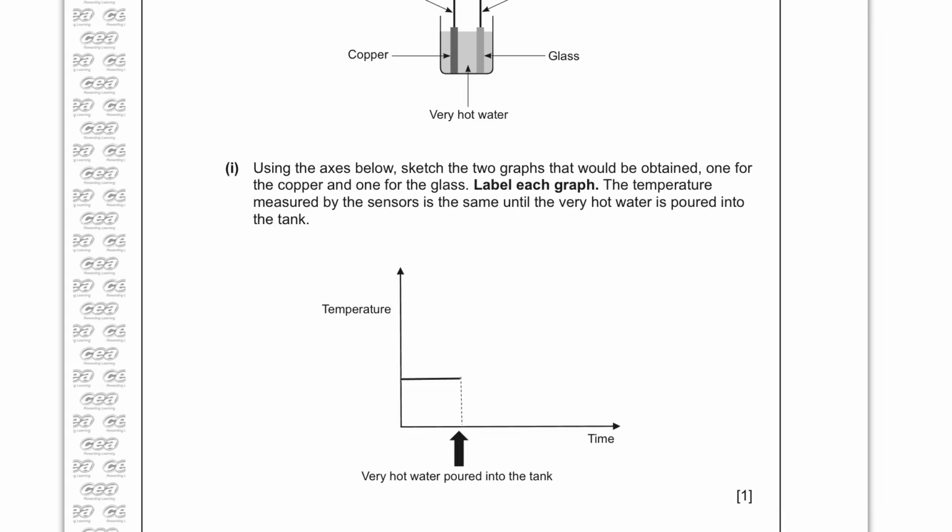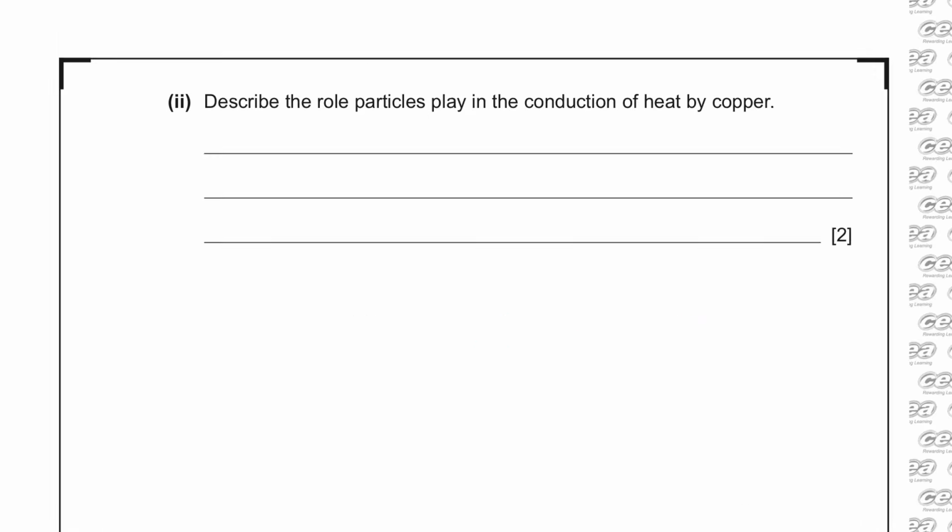So the temperature measured by the sensors is the same until the very hot water is poured into the tank. So we want 2 graphs with the copper rising quicker and the glass rising more slowly. So we get something like this. Remember, they're heading towards whatever temperature that water is, so they will be leveling off, so they'll curve this way, but the copper will increase quicker to that, and the glass will still be curving towards that, but take much longer.